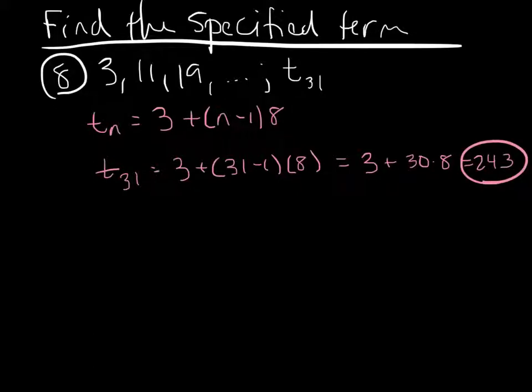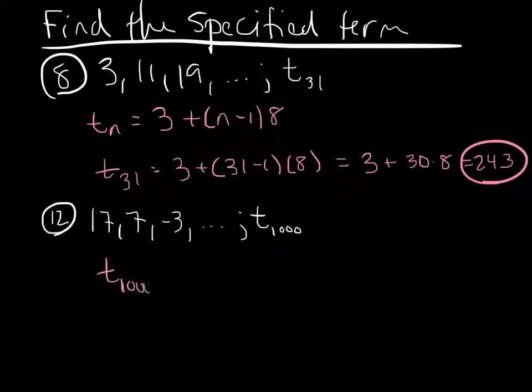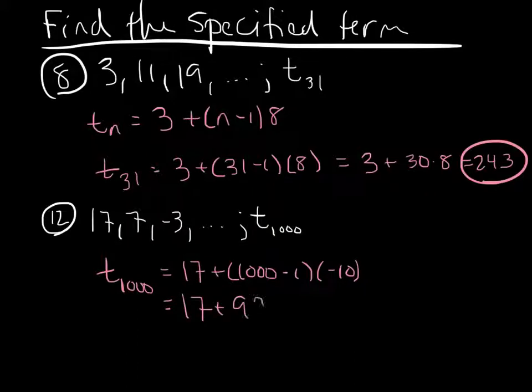Another example like that. Number 12. We've got 17, 7, negative 3. And we will find t sub 1,000. So t sub 1,000 is equal to t sub 1 plus 1,000 minus 1 times d. d is negative 10. So I get 17 plus 999 times negative 10, which is negative 9,973.